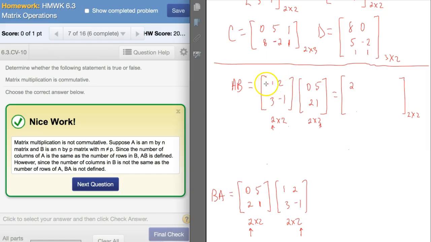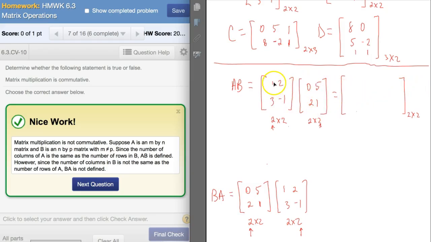So we've done row 1, column 1. Now we're going to do row 1, column 2. So in this case, we have 1 times 5, which is 5, plus 2 times 1, which is going to be 2. Oh, yeah, and I see I did that wrong. So let me come back here. I did the second part right, but the first part wrong. So let me go back and do that again.